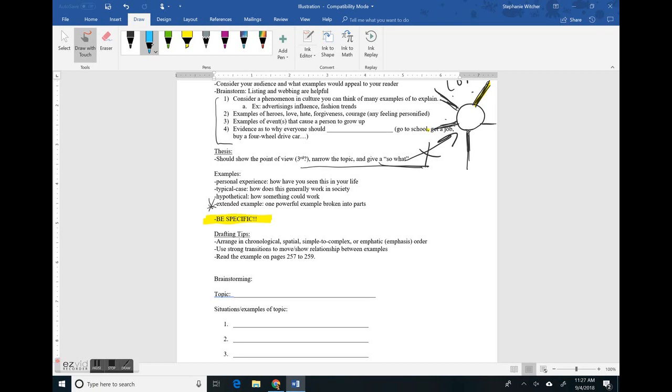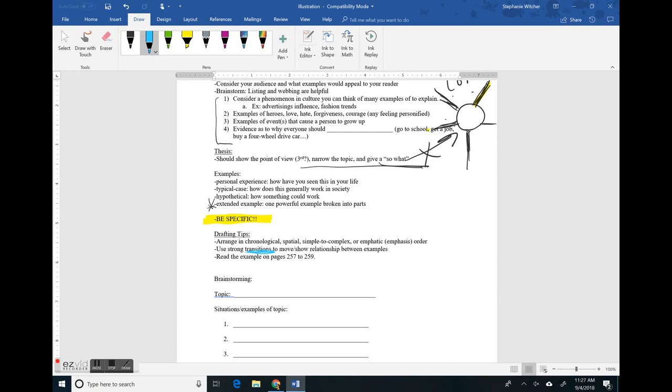And you also need to make sure that you use strong transitions here as you move from one example to the next, because this should not look like you're holding 3 random balls in the air. We should be able to see how all 3 balls are working together. We should be able to see how all 3 examples work together to make your point. So be sure that your transitions make it clear the relationship from body paragraph 1 to body paragraph 2, and then from body paragraph 2 to body paragraph 3. Make sure you use these transitions so we see the relationship between those different points.